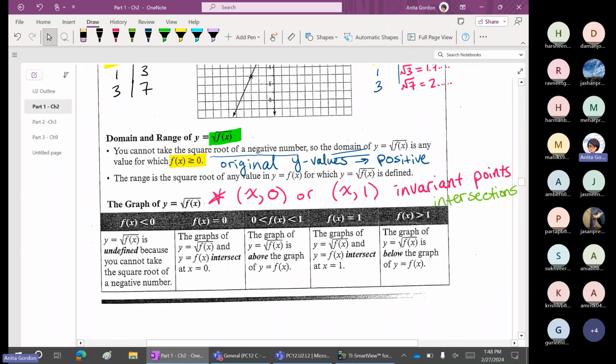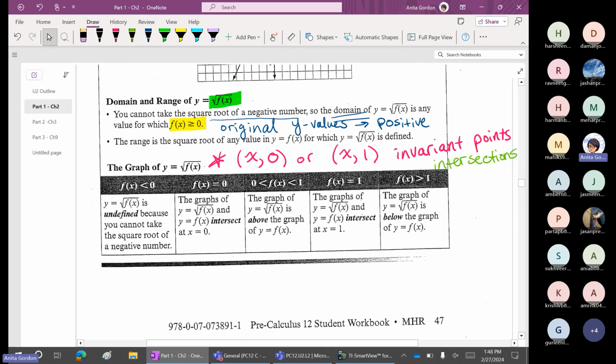Okay, so when your original graph gives you a y value of 0 or 1, the x value in this case doesn't matter. Whatever coordinate that is, it's going to be the same coordinate when we take the square root of that function because we're taking the square root of the y values, right? So some key points here.